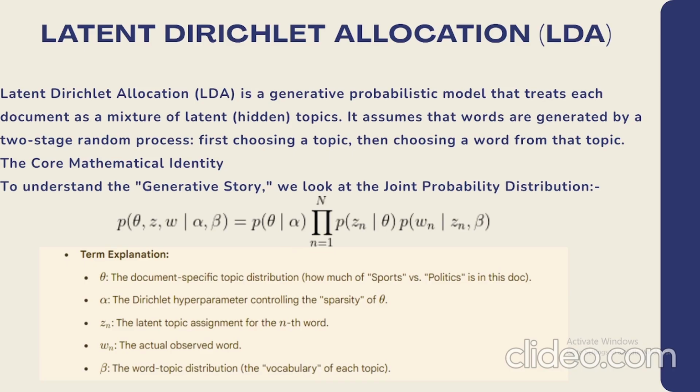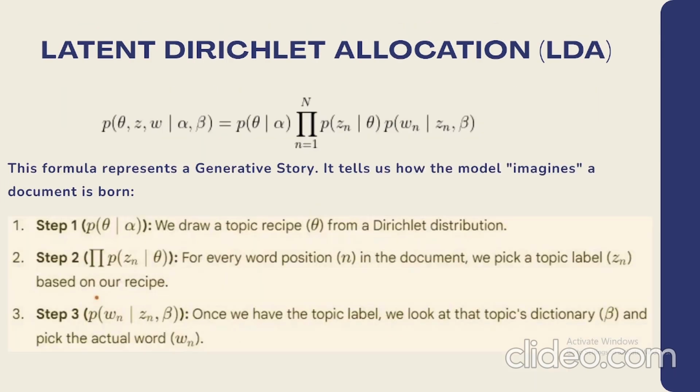The hyperparameter alpha that we have is a knob we turn to control the sparsity, essentially deciding if a document should be about many topics or just one specific topic. So this alpha is a sparsity controller, a knob which tells whether the document should contain lots of topics or only some specific topic. Now let's move ahead.